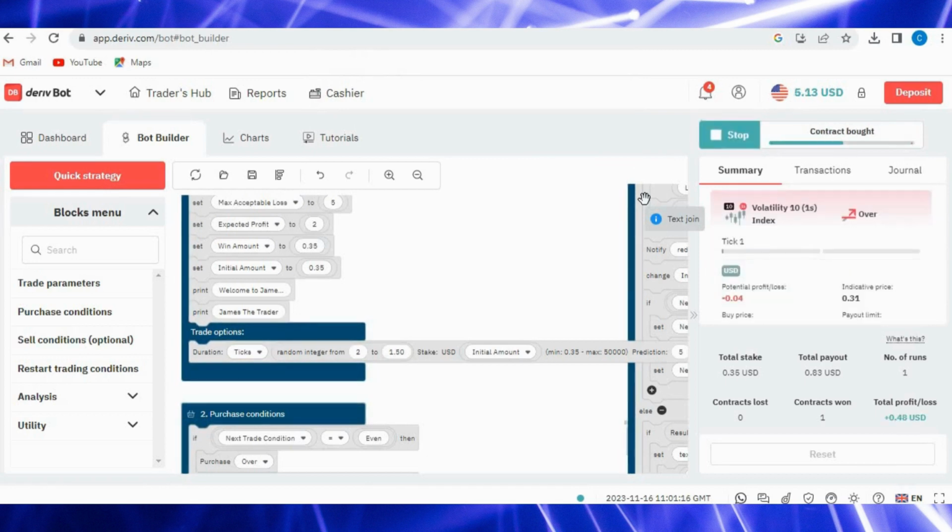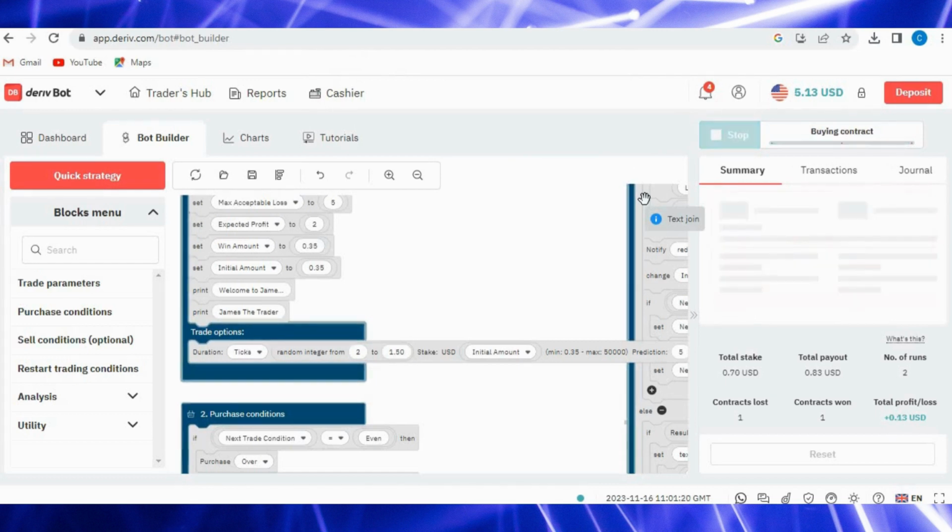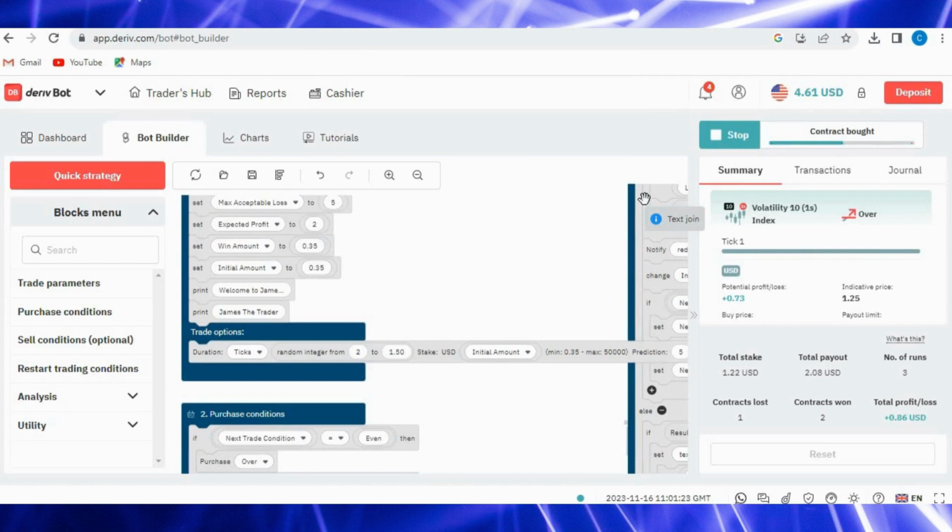Right, my first trade was a win. You can see the profit there. Okay, my second trade was a loss. All right, so let's go. Third trade was a win. So 2-2. All right, so let's see this. Okay, so 3-2. Okay, let's see how it goes. 4-2. Okay, I'm regaining the profits back.